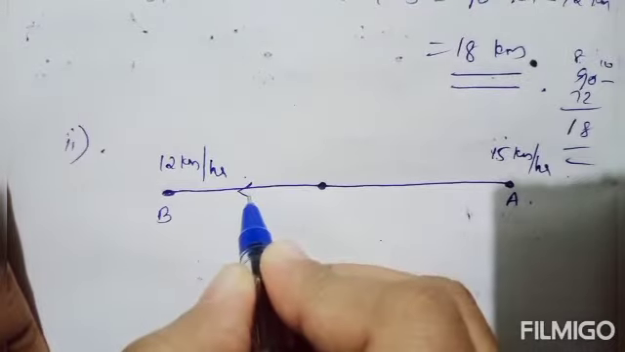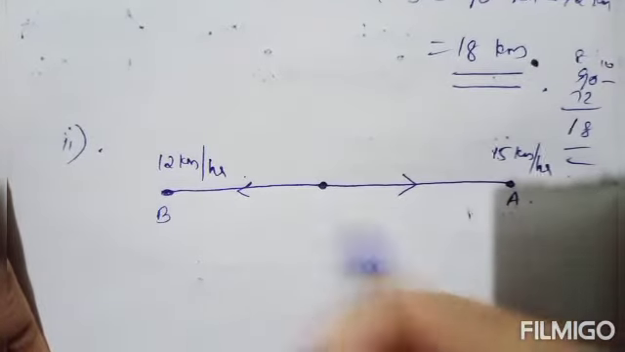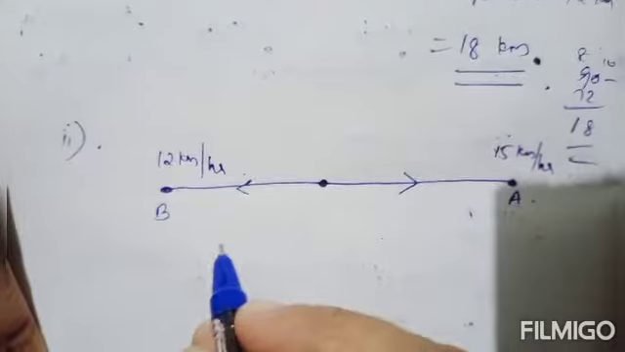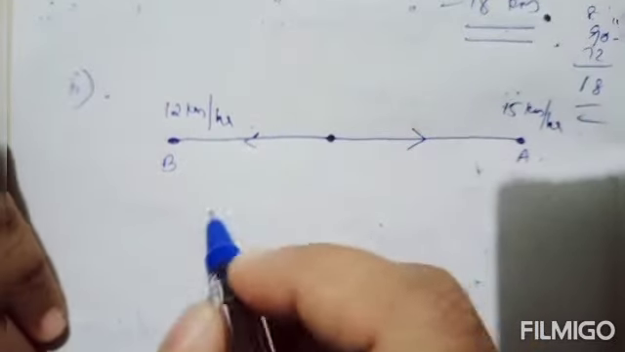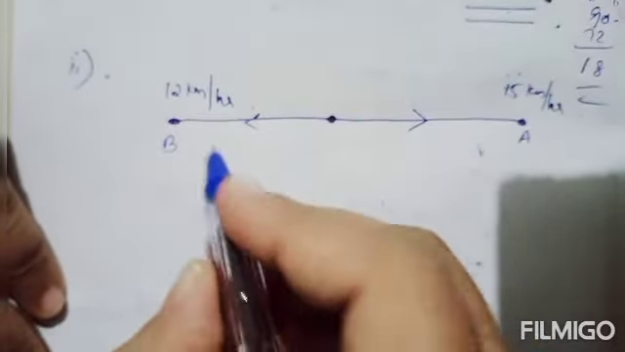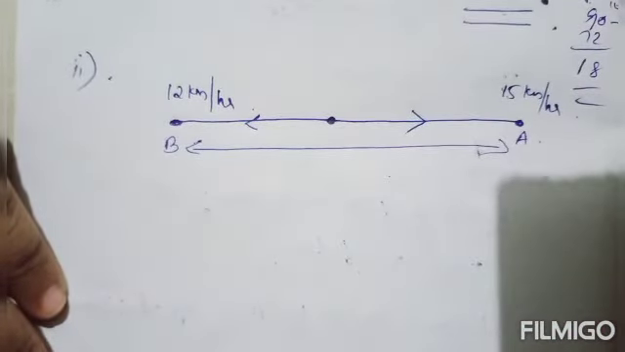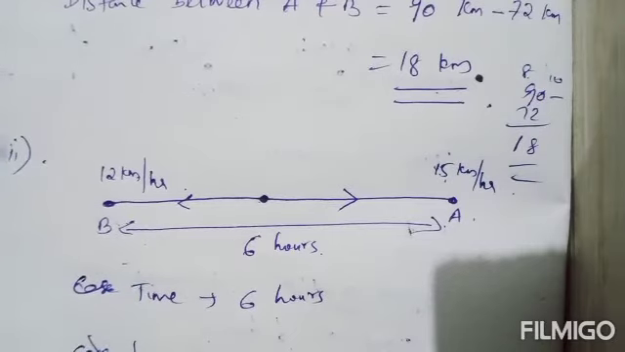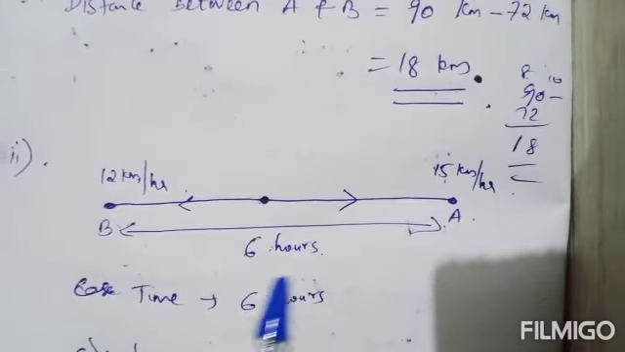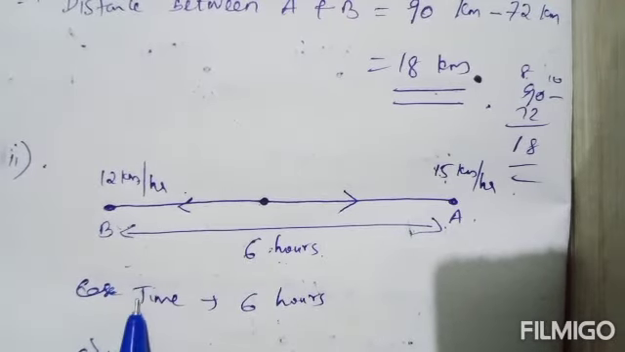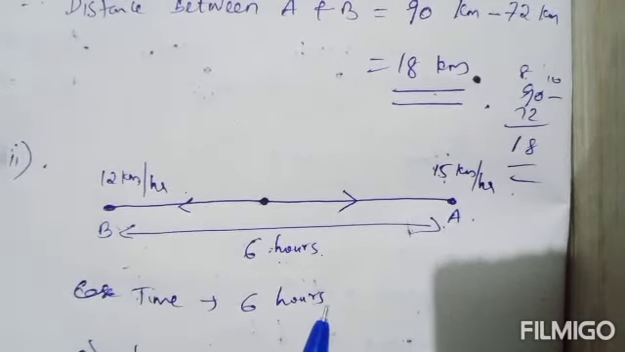Okay, here B is moving in this direction, A is moving in this direction, that is opposite directions. Now you need to find the distance between A and B, that is this distance you need to find. Now here also you have to find the distance between A and B after 6 hours. Okay, that is time you can take 6 hours.